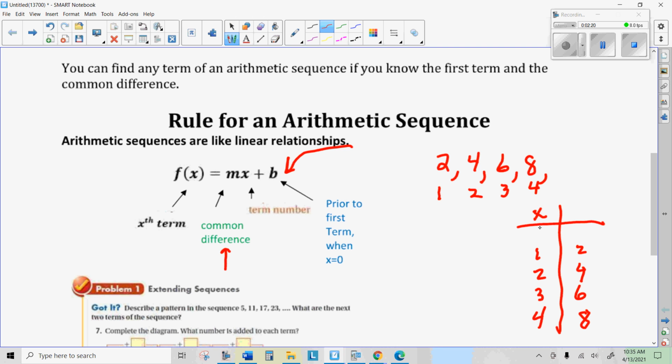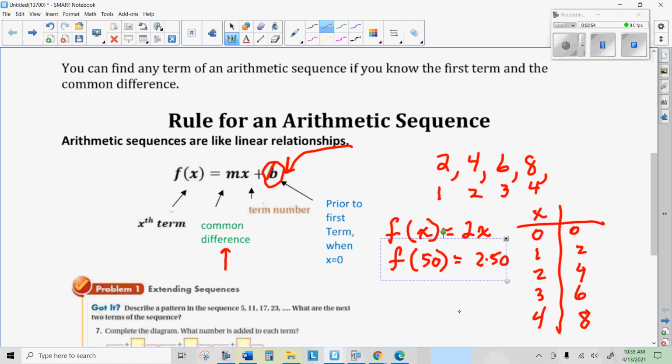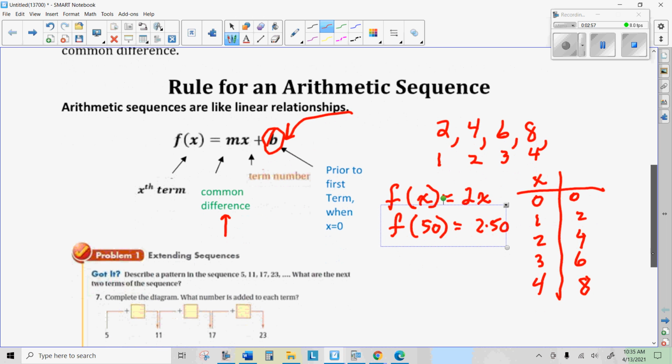Okay, in order to write the equation, remember that this b part is the y-intercept, which is the 0 term. So you may have to figure out what that is. In this case, it would just be 0 because our pattern is we're going up by 2 every time. So real simply, this equation for the arithmetic sequence I just gave is 2 times x. Okay, our slope is 2. So if I want to find quickly, like maybe the 50th term, I would just do 2 times 50 to get that answer, which is 100. So the 50th term in this sequence is 100.